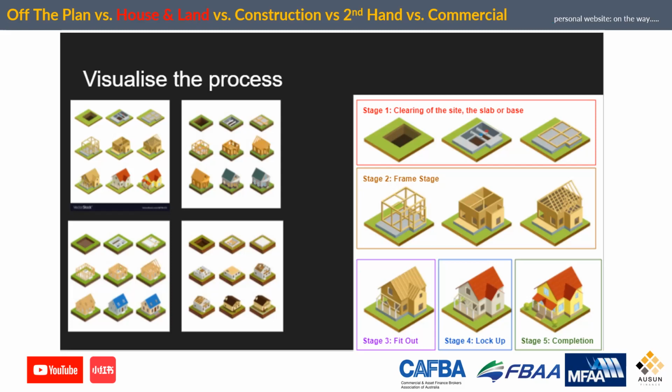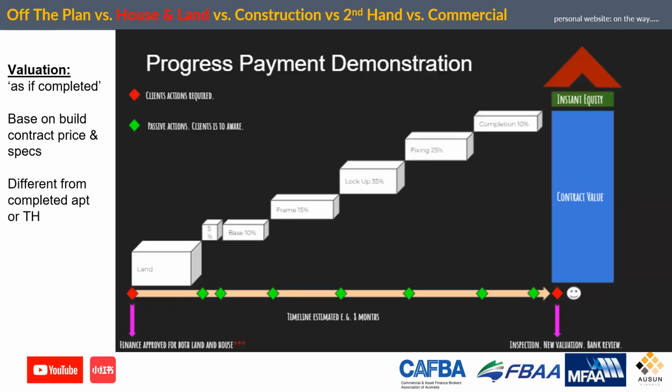But if it's house and land, you do it from the very beginning. You do it when the land settles. And here's the demonstration for the progress payment. Valuation for house and land is as if complete, based on the land value today and your contract price based on the contract you provided, which again includes the specifications. This is different from apartments, turnkey and townhouses.